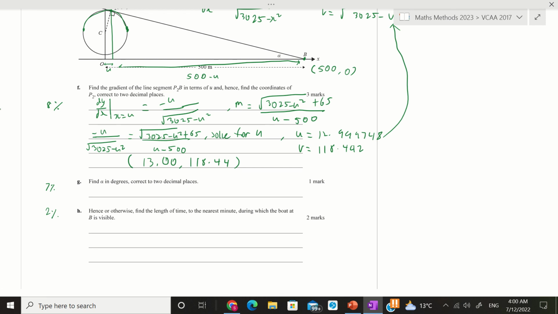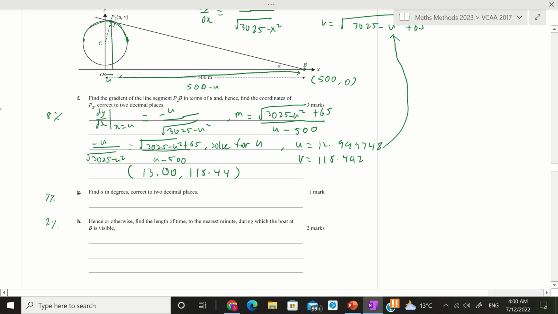Okay, cool. Now we go on to part G. We want to find this angle alpha in degrees to two decimal places. This one looks a bit difficult as well, but it actually isn't really. All we have to do is pretty much the same thing. This height here, we know is v, and this length here, we know is 500 minus u, and that makes a triangle, which gives us alpha, right? So again, we can just use our tan inverse formula. So tan inverse of v on 500 minus u will be whatever alpha is.